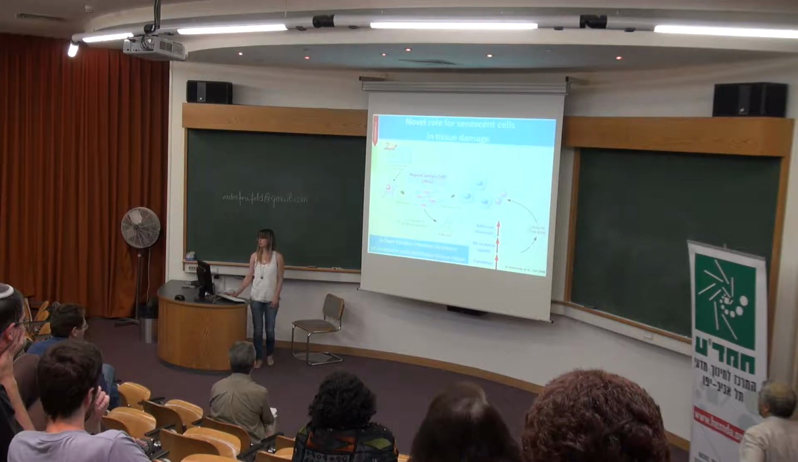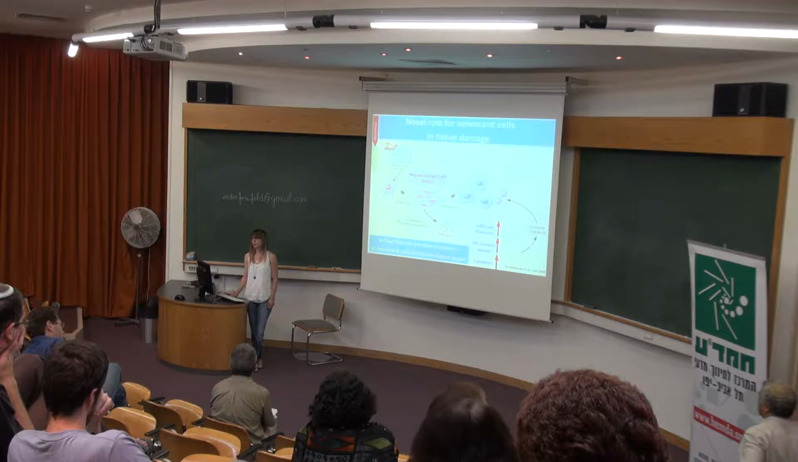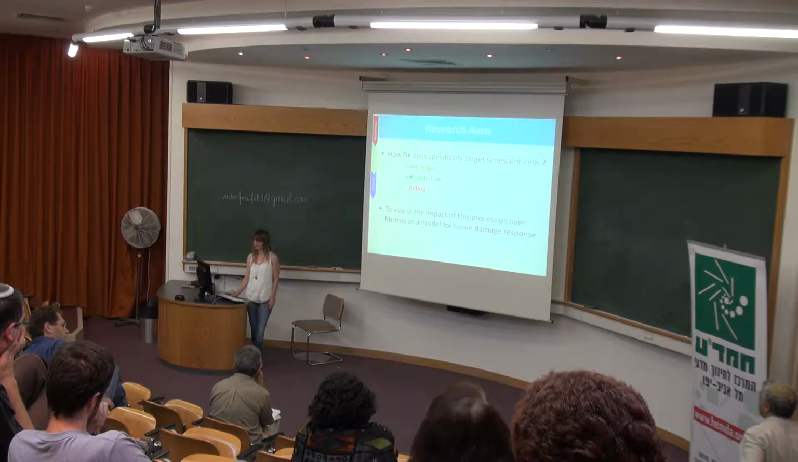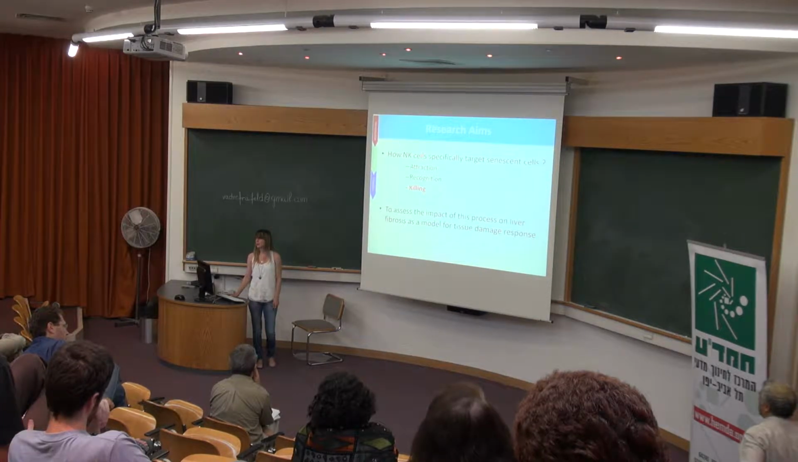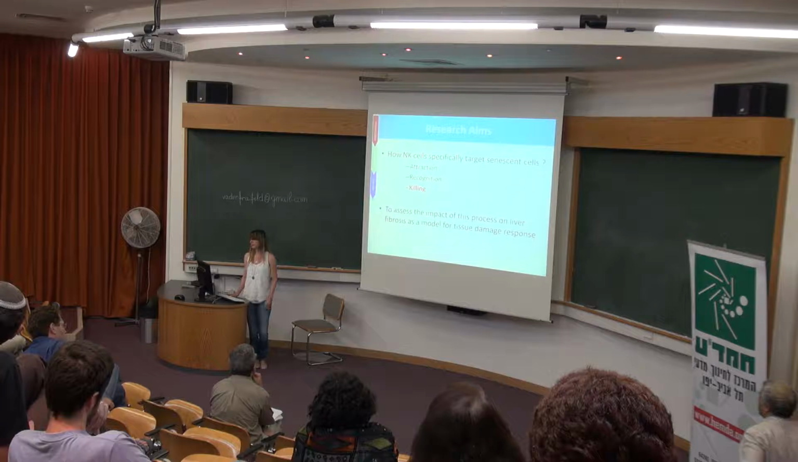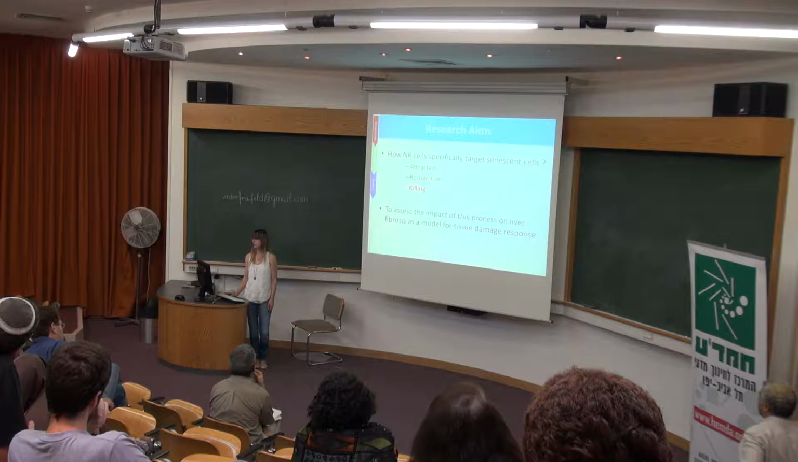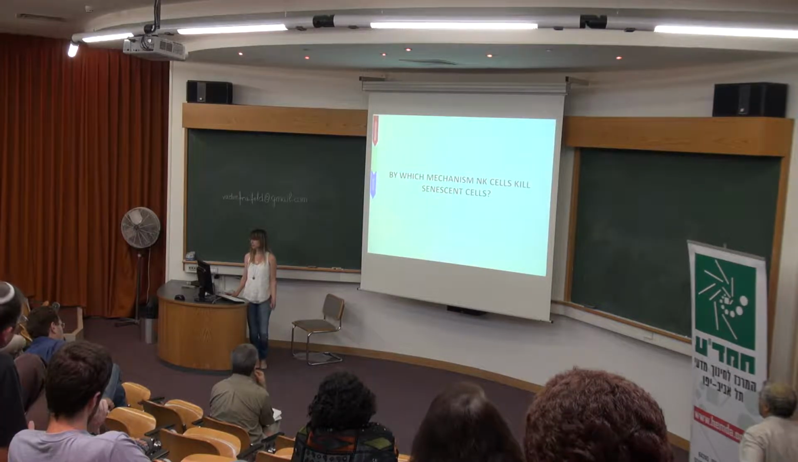So as you heard earlier from Valerie, the senescence program plays an important role in maintaining normal physiology of wound healing, at least in liver fibrosis involving the NK-mediated killing of senescent cells. Therefore, in my research, I try to find how NK cells specifically target senescent cells, focusing on the killing mechanisms, and to try to assess the impact of this process on liver fibrosis as a model for the tissue damage response. So by which mechanism do NK cells kill senescent cells?